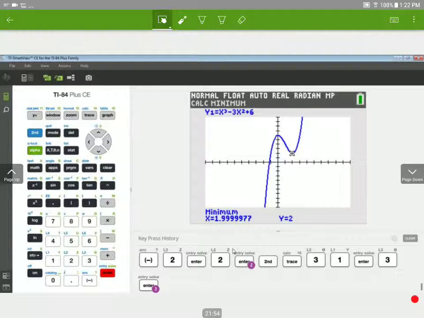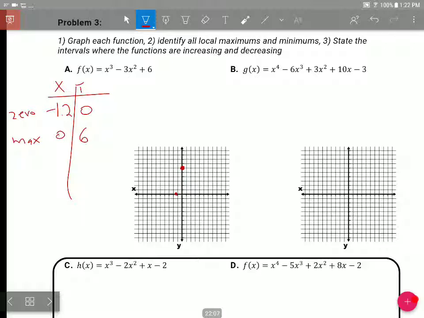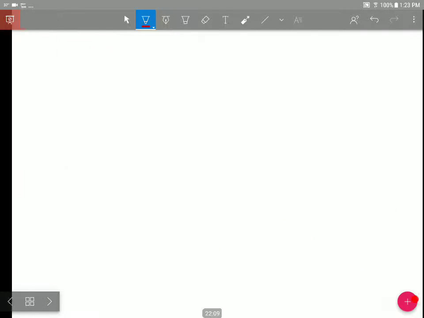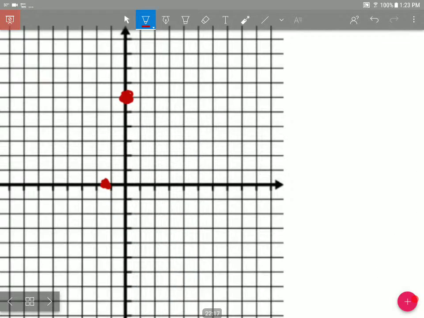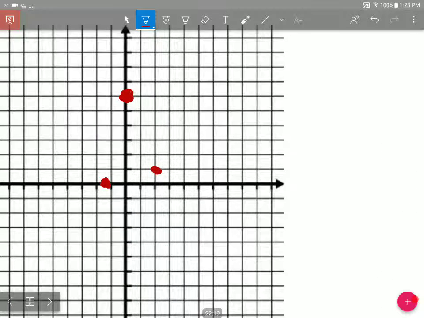And what do you get? 2. Essentially 2. Yeah, 1.99999. Yeah, that's a 2 for all practical purposes. So we got a point, a minimum. Oh, stupid machine. I got a minimum at 2, 2, which is right here.